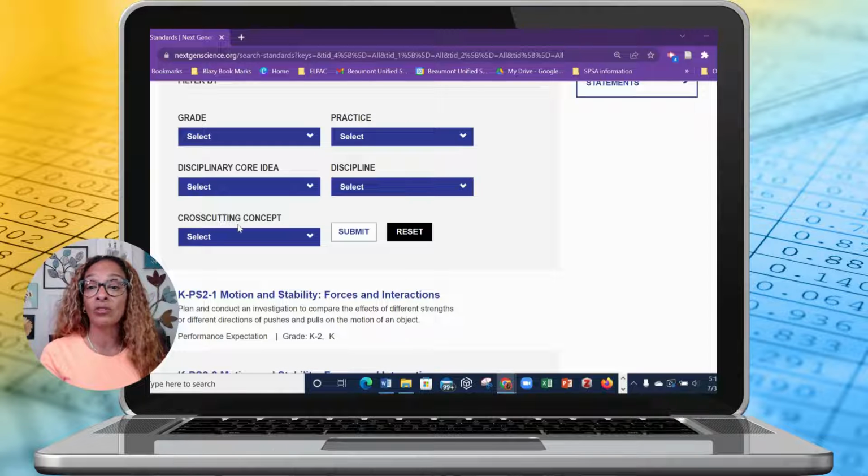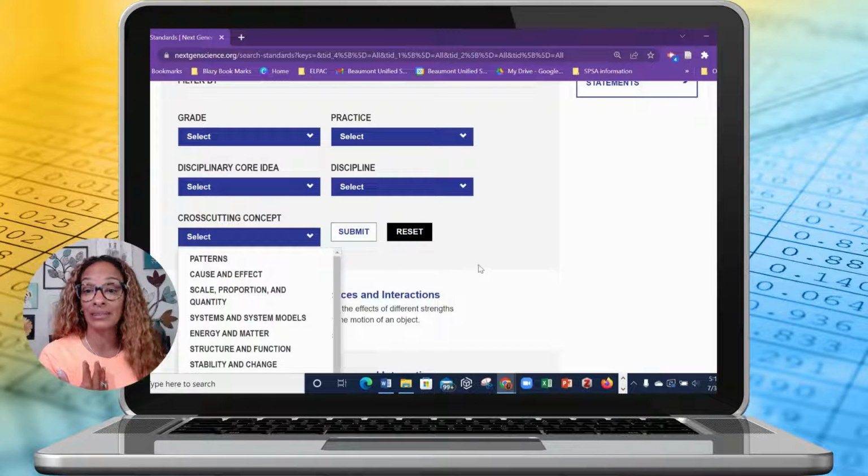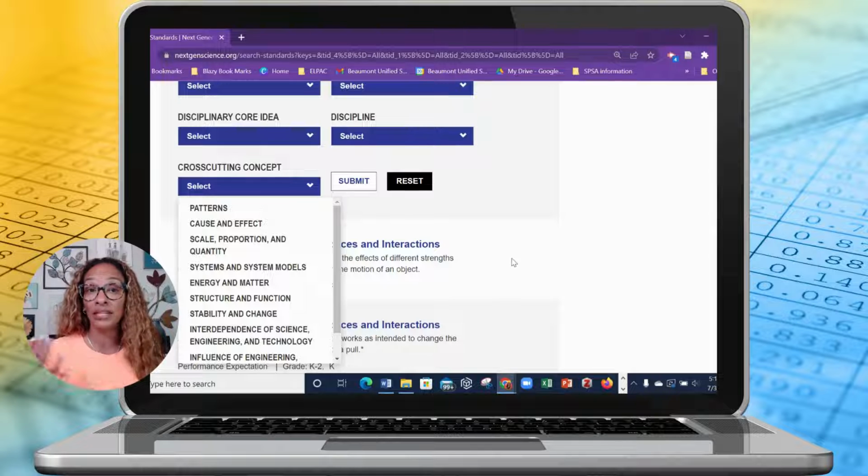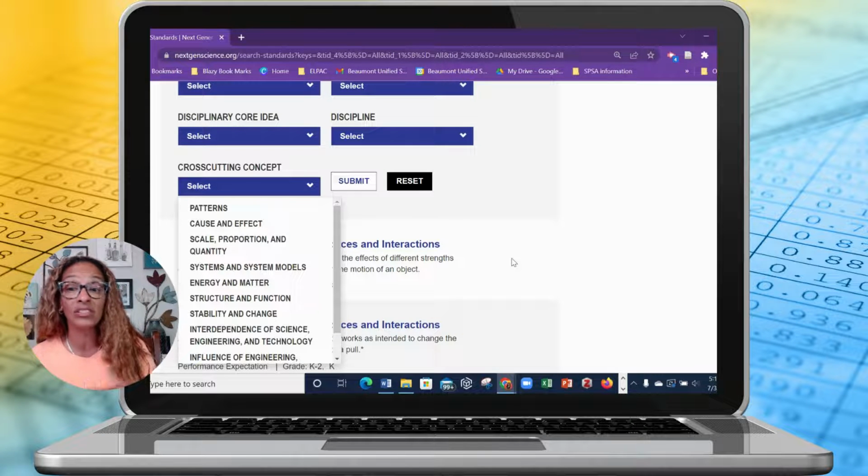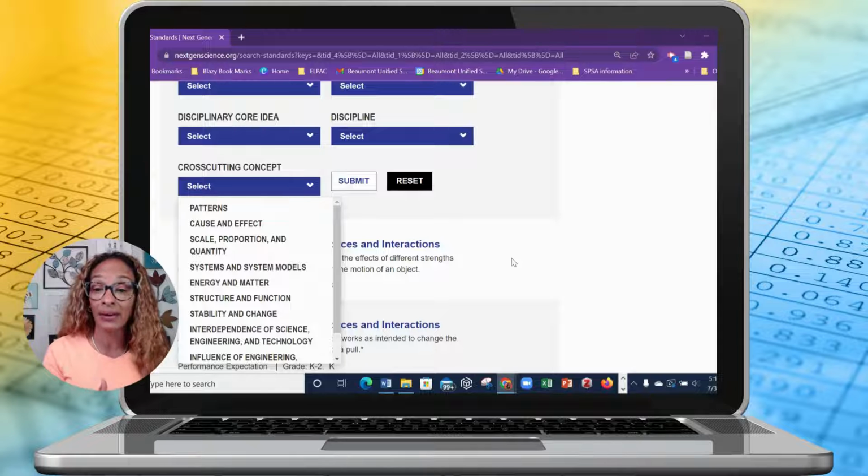And then you also have the cross-cutting concepts. Cross-cutting concepts integrate the science and engineering practices and also integrate the sciences together. So, is there a pattern? Is there cause and effect? Scale, proportion, and quantity? Systems and system models, energy and matter, structure and function, for example.